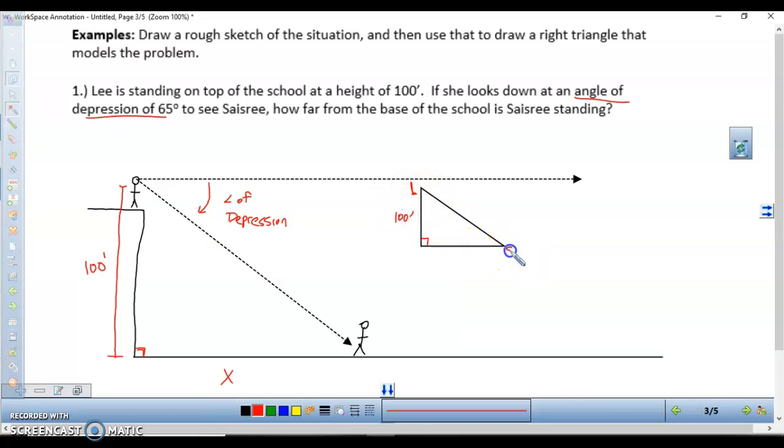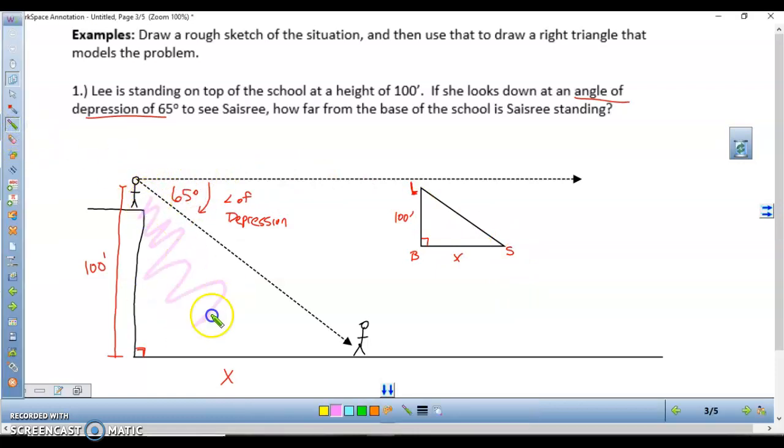We know that psi shri, or point S, is here. And we'll call this B, the base of the school. And we know this is what we want to find. Now, in the given problem, this angle of depression was 65 degrees. Now you'll notice the triangle that I've drawn is this right triangle, and that 65 degree angle is not inside of that right triangle.